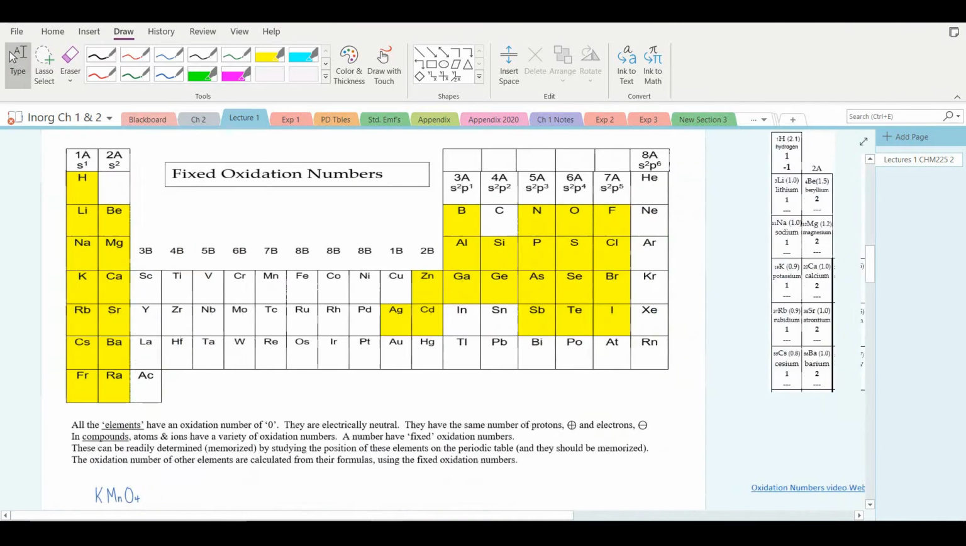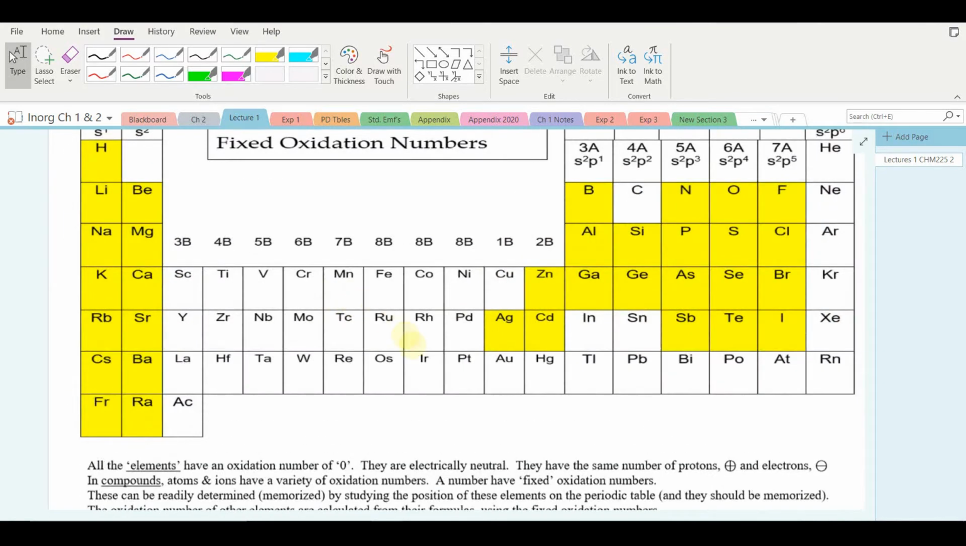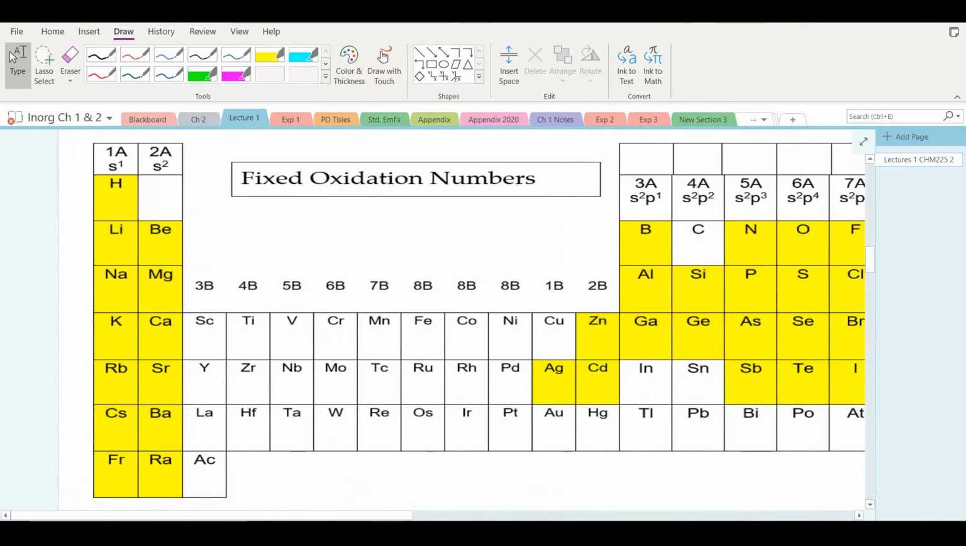If you look at a periodic table, there are a variety of oxidation numbers for many elements, but some of the elements have what are called fixed oxidation numbers. They only occur in one oxidation state, and there's not that many of them, and they're easy to know where they are. And once you know that, you can figure out all the rest quite readily. So let me walk you through that. We'll start on the left-hand side.